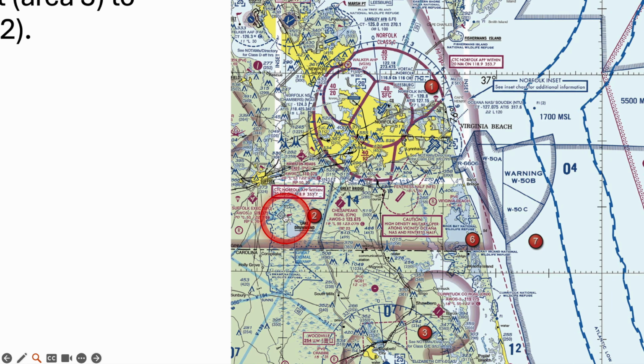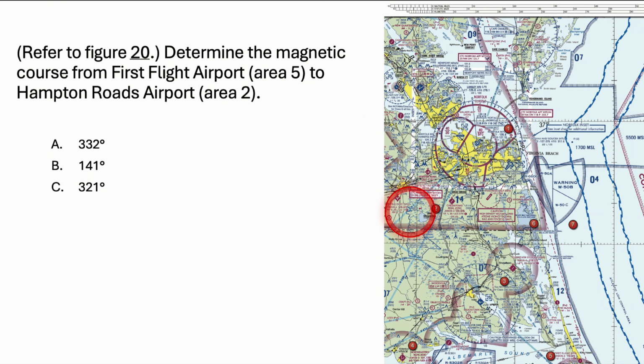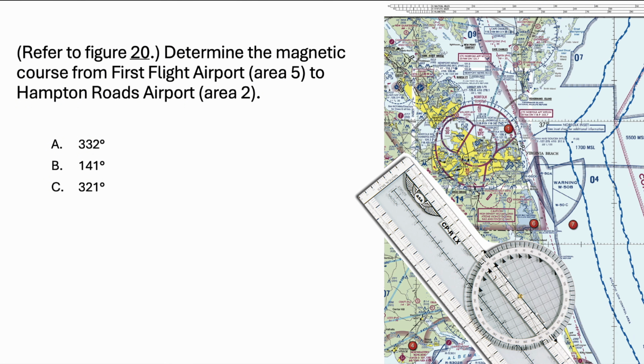So your first step is to overlay your plotter and then determine the heading, or the true heading, between those 2 points. So the question is more specific though. It's asking the magnetic course. So what you want to do is determine your true heading, find the nearest isogonic line, and then account for that magnetic variation, and that will give you the answer.